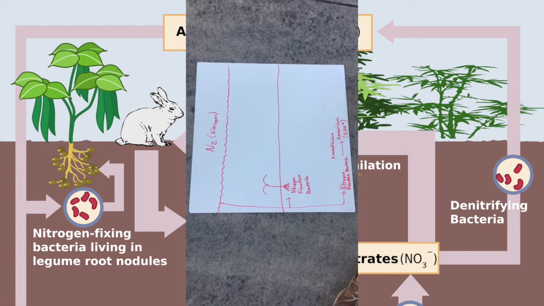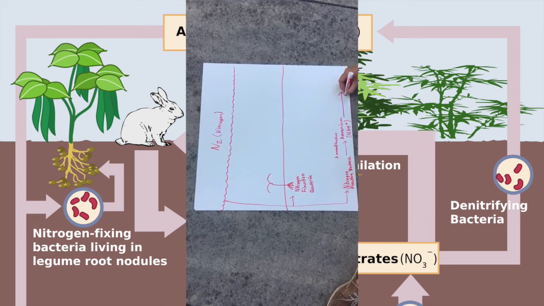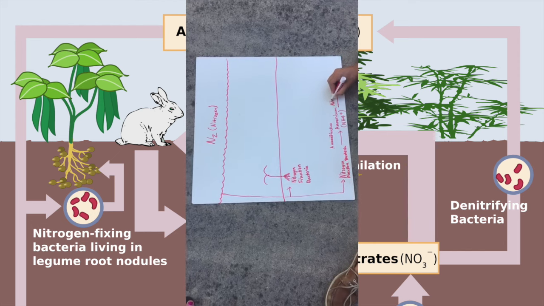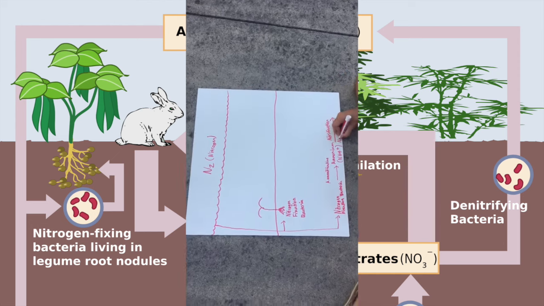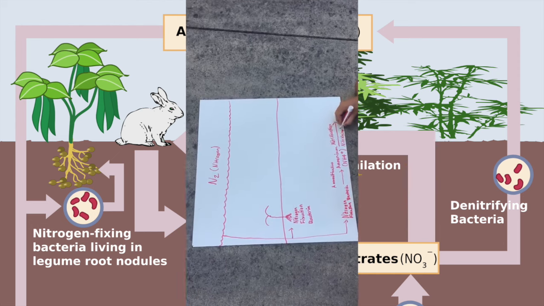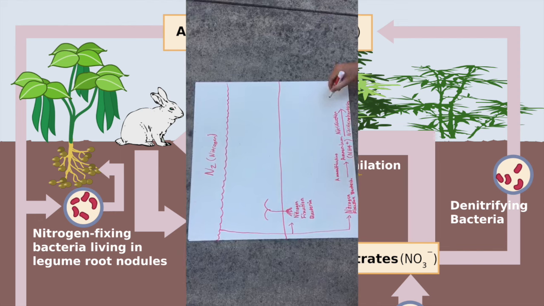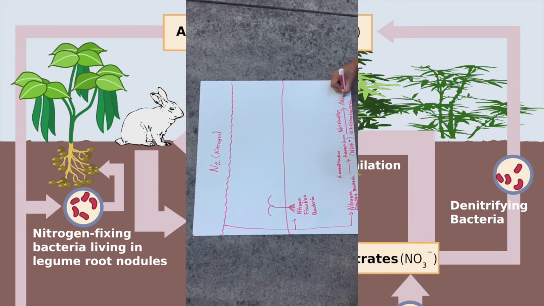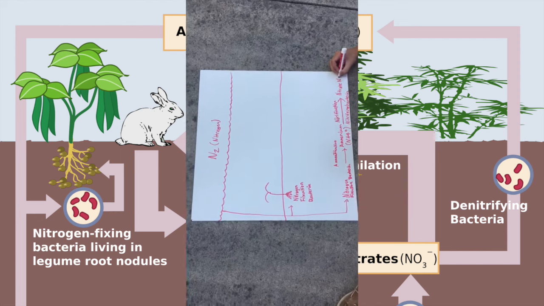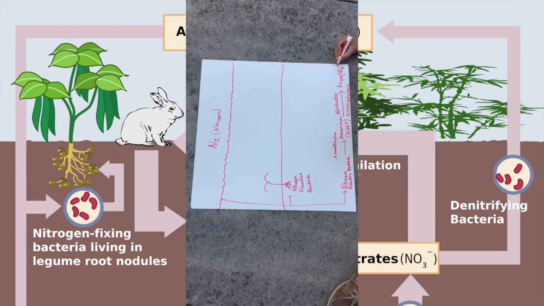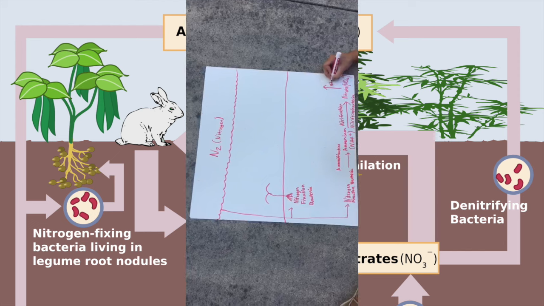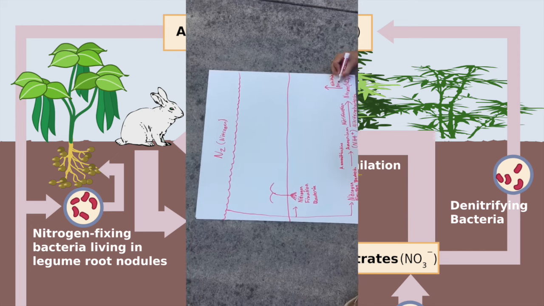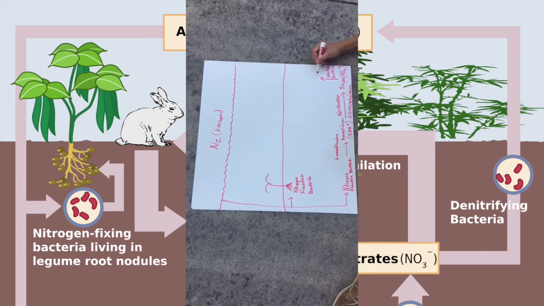And then after it is transformed into ammonium, it is then going to go through the process of nitrification by nitrifying bacteria, and that's going to turn into nitrites, which is NO2-. And then from there, that is going to go through nitrifying bacteria again, and is going to be transformed into nitrates, otherwise known as NO3-.